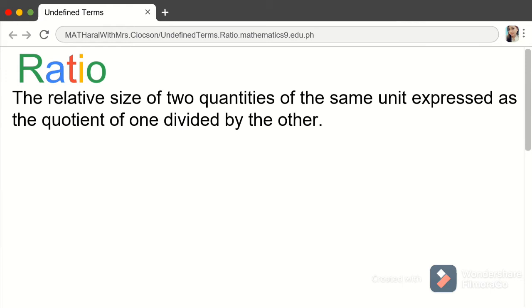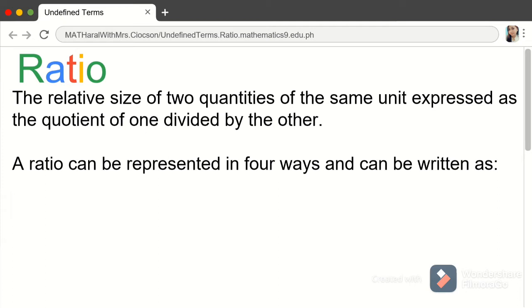Ratio. The relative size of two quantities of the same unit expressed as the quotient of one divided by the other. A ratio can be represented in four ways and can be written as A to B, A is to B, A over B, A divided by B.